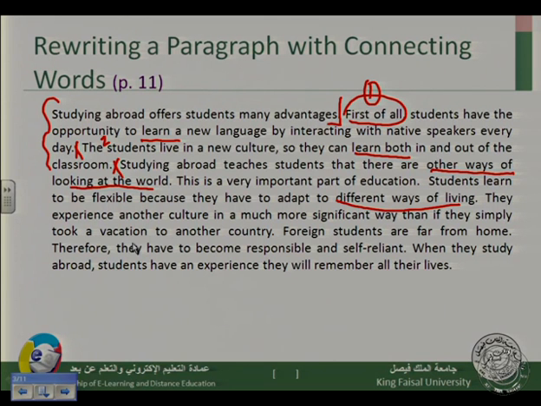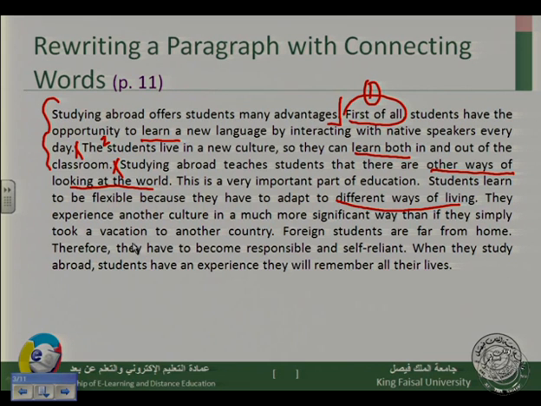They experience another culture in a much more significant way than if they simply took a vacation to another country. Foreign students are far from home, therefore they have to become responsible and self-reliant, etc. So I think what we have here is two sentences that are related and another two sentences that are kind of similar and related. Now, what do we do with those two sentences, or these types of sentences, when you write your paragraph?